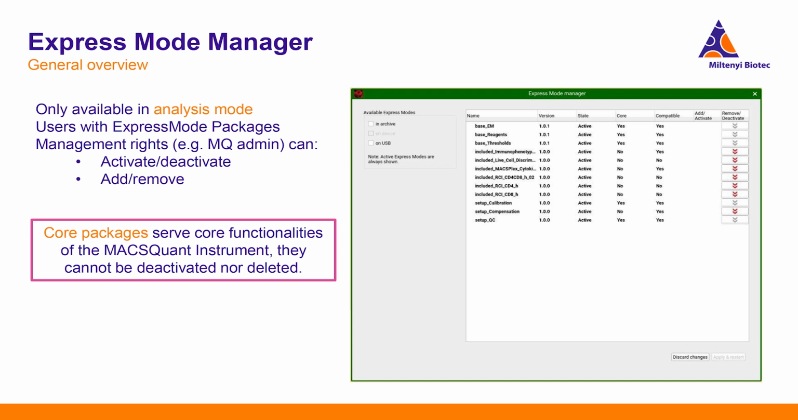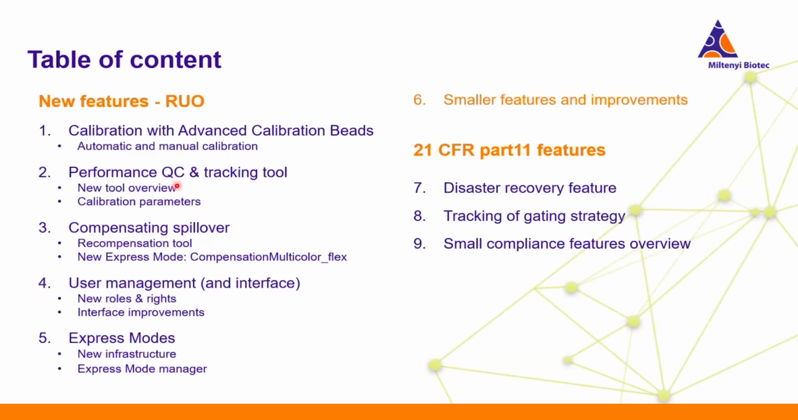There are 2 steps. I would always just deactivate an express mode. Deactivate means it cannot be used anymore, but it is still on the machine. If you remove something, it's gone from the machine. So you would have to install it again from a USB.